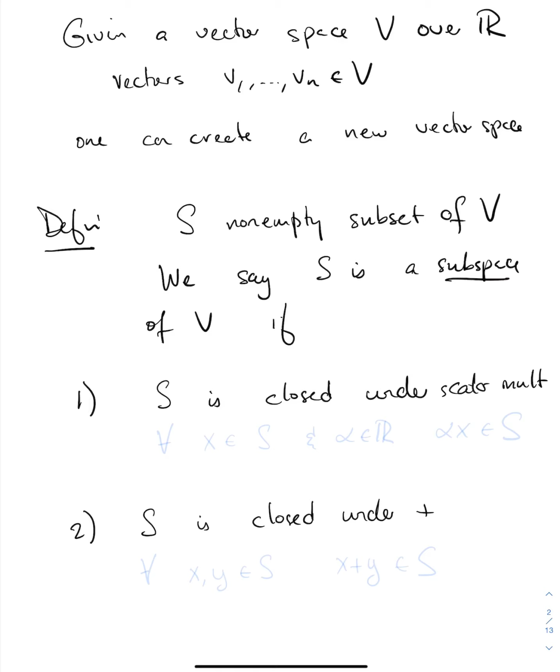In notation, number 1, S is closed under scalar multiplication, just means that for every x in S and alpha in the reals, alpha times x is also in S. And number 2, S is closed under plus, just means that for all vectors x and y in S, x plus y is in S.